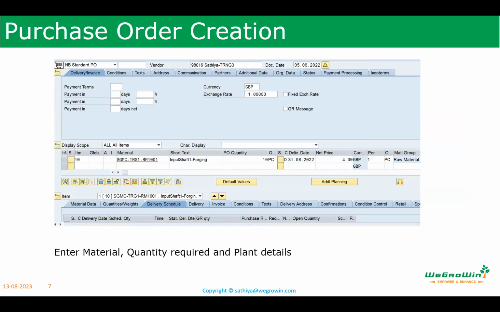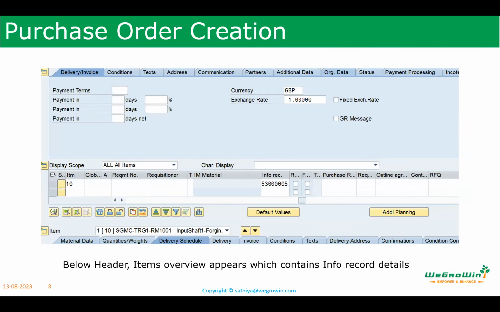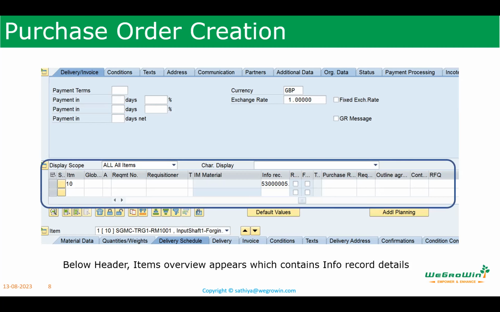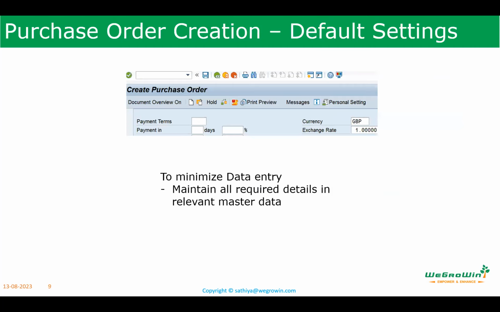Because here we are not converting a purchase request to a purchase order. We are creating the purchase order directly. So we are entering the details here, like material, quantity and the delivery date. Then the item overview. We are seeing the item overview, like what we saw in the details. If you have filled in the info record, it will bring the details from the info record. If not, we have to fill in the required details. So if we fill the info record, the system will pick the details accordingly.